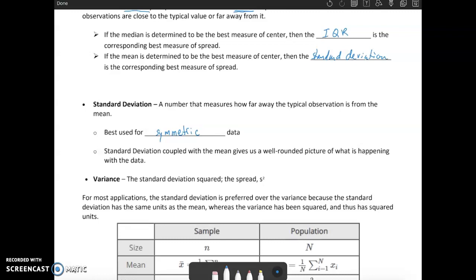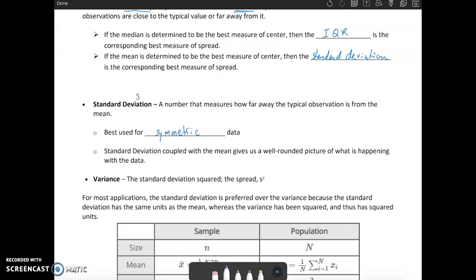The variance is another word you'll see. It's also a measure of spread. It is the standard deviation squared, or S squared. So standard deviation is a lot of times given with an S, and variance would be taking that and squaring it. For most applications, and especially what we do, the standard deviation is preferred over the variance because the standard deviation has the same units as your mean.